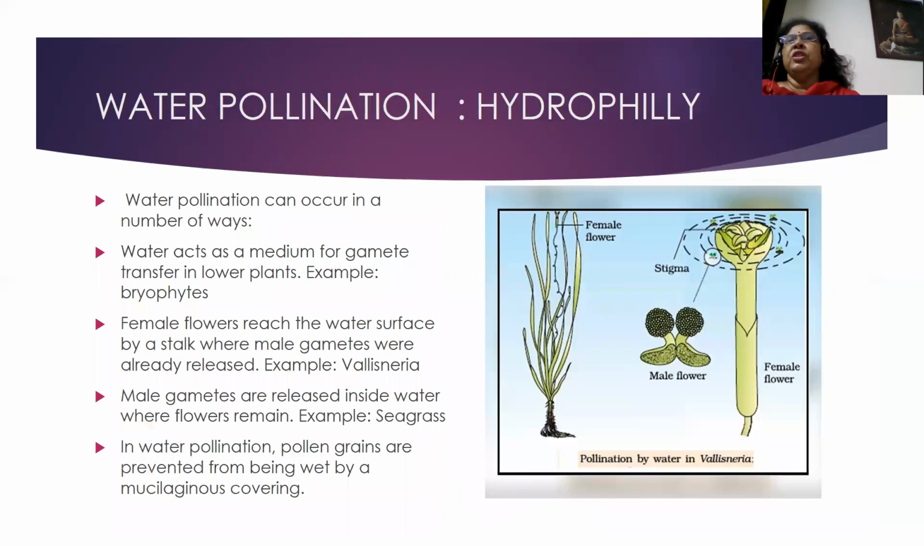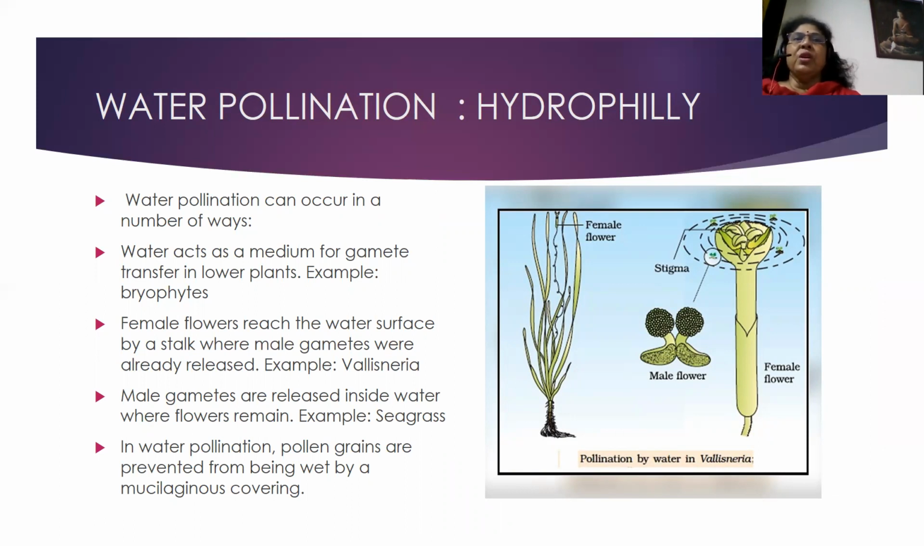Then there is water pollination or hydrophily. Children, for water pollination, obviously the plant has to be aquatic, but remember one thing, all aquatic plants do not undergo water pollination. Generally, the aquatic plants undergo pollination by wind or by insect. But there are some water pollinated plants like Vallisneria and Hydrilla or seagrass.